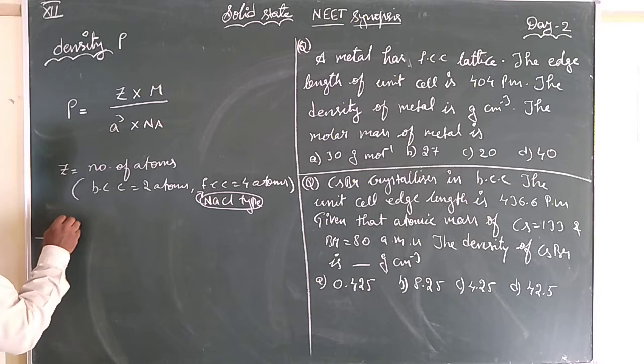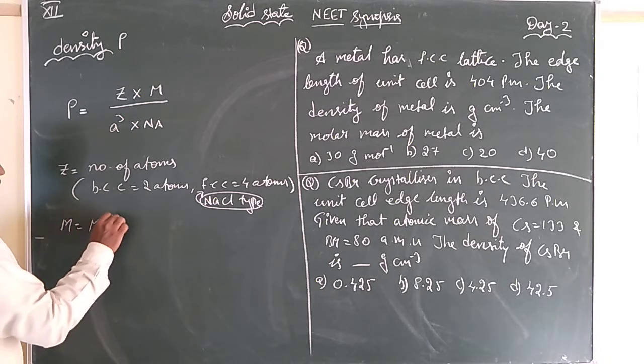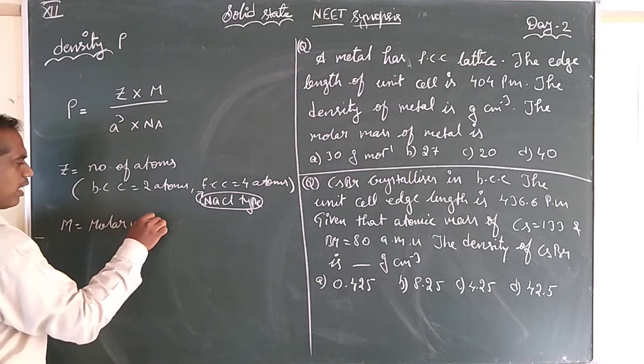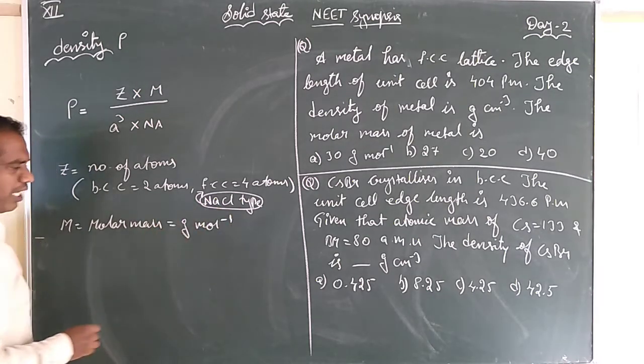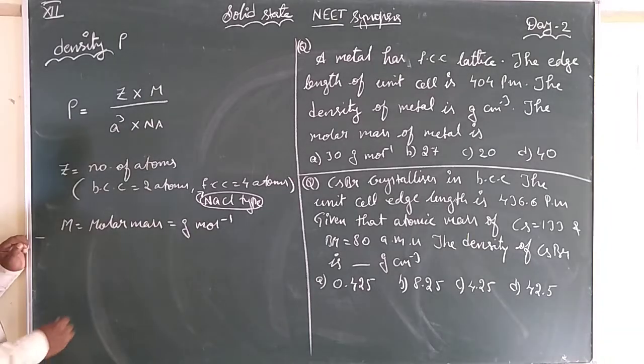Then what is M? M stands for the molar mass. That is expressed in grams per mole. Units, I am highlighting the point: units.